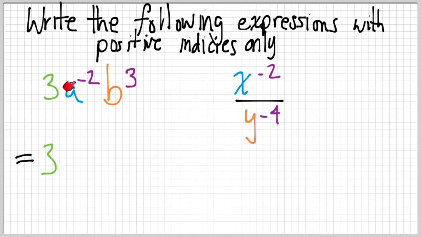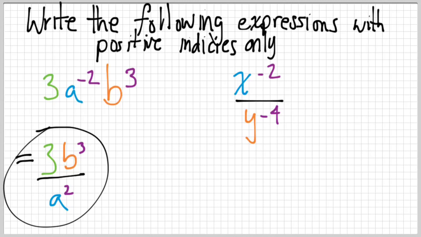And then we look at this a, and it's got a negative exponent, a negative index. So we're going to take that and put it on the bottom of a fraction. So we'll make this into a fraction. Put the a on the bottom, and instead of negative 2, we'll put positive 2. And then we just stick the b to the third in there, because that was positive, it's just going to stay. And that one's done. There's no more simplifying or canceling or anything.